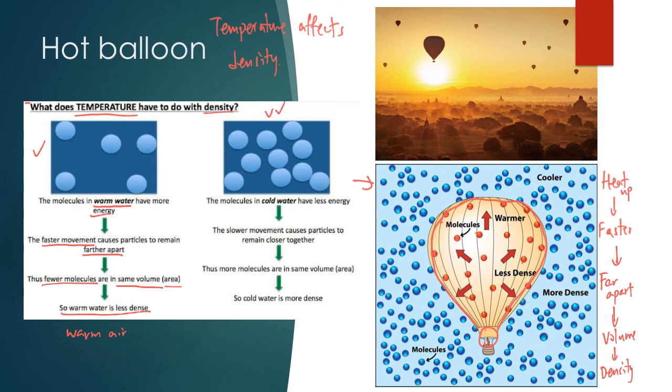In the other way around, the cold water has less energy, which makes the particles move slower, and that's why they tend to stick together. So that's why there are more particles in the same volume. That's why cold water is denser, more dense. Okay, so this is the situation of the hot balloon. Why a hot balloon can rise.